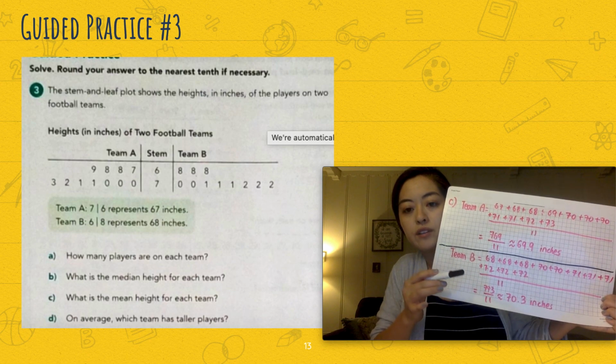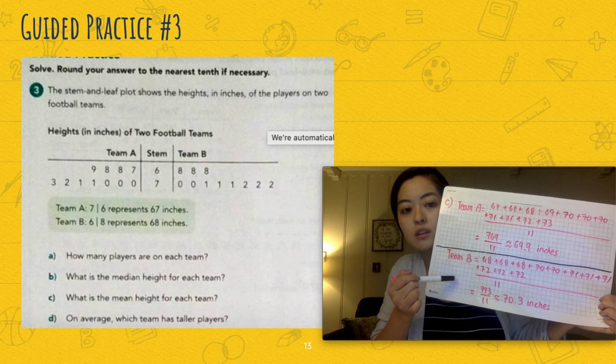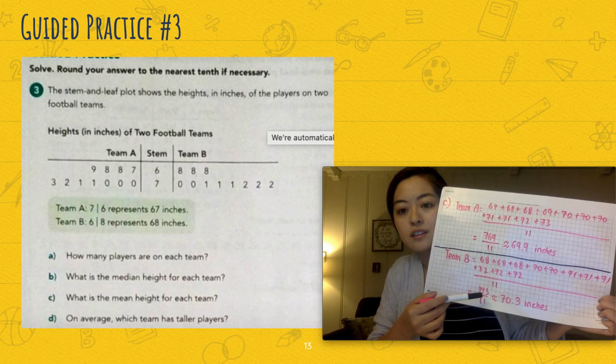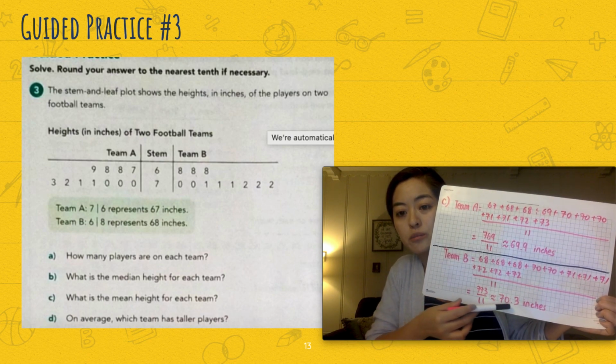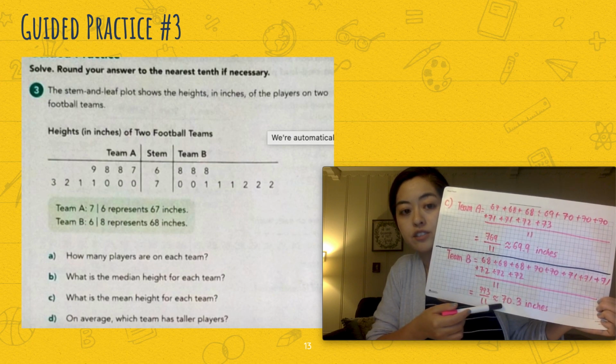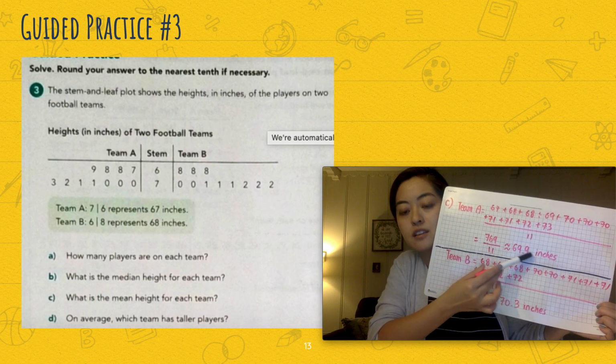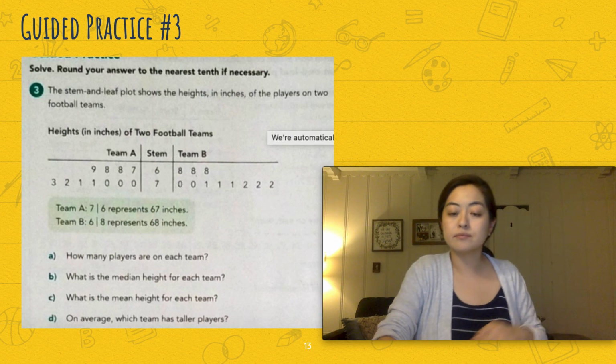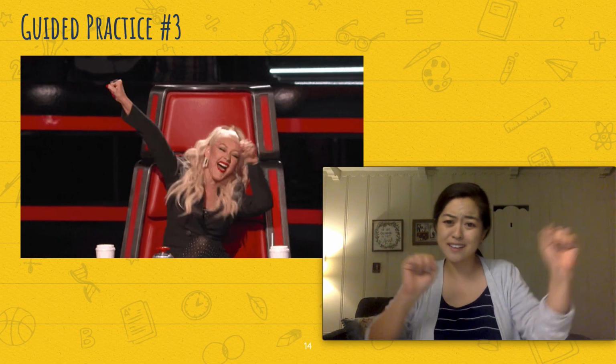So on average, which means we have to look at the mean, which team has taller players? Looks like Team B has taller players on average, because 70.3 is larger than 69.9. Okay. Woo! You guys are getting it.